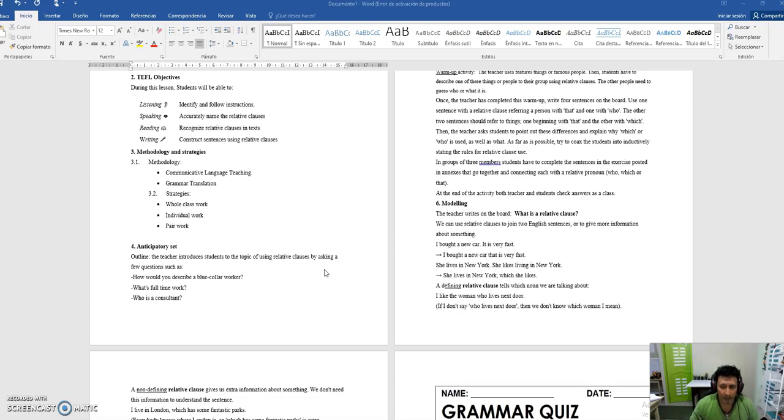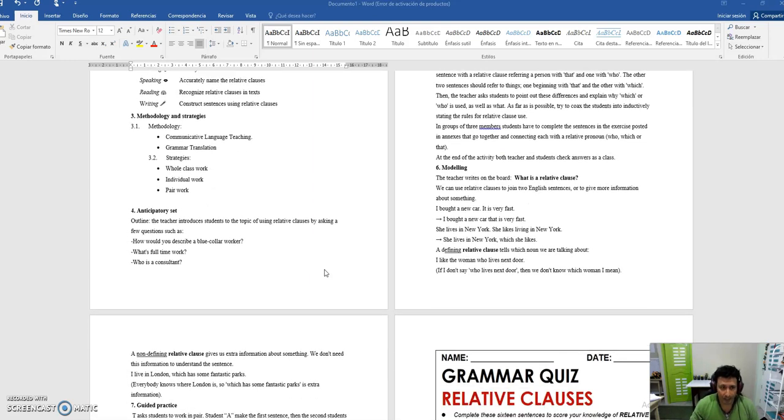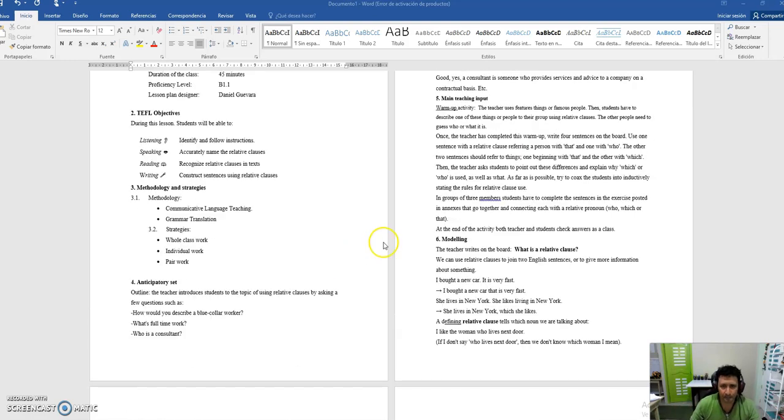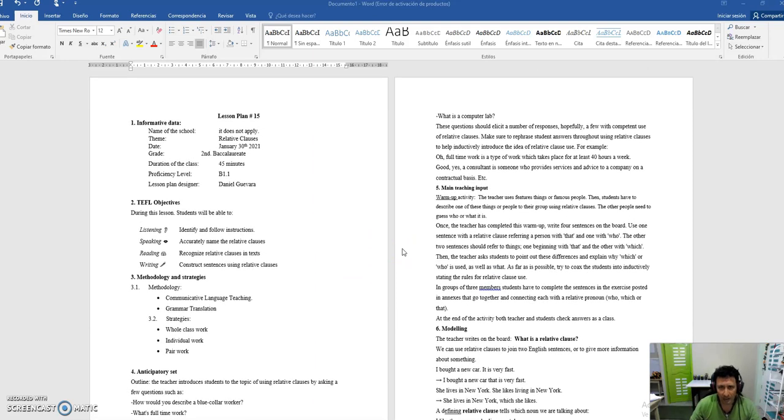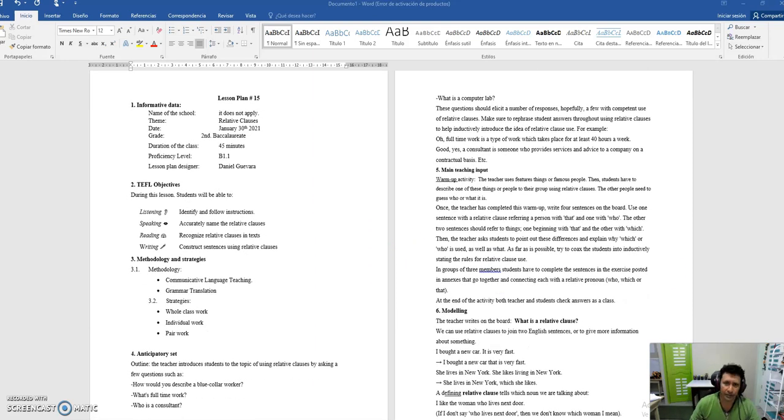The fourth step of the class is the anticipatory set. Online, the teacher will introduce the topic of relative clauses by asking a few questions such as: how would you describe a blue-collar worker? What is full-time work? Who is a consultant? What is a computer lab? These questions should elicit a number of responses, hopefully a few with correct use of relative clauses.